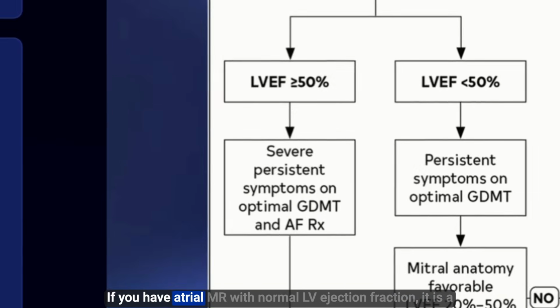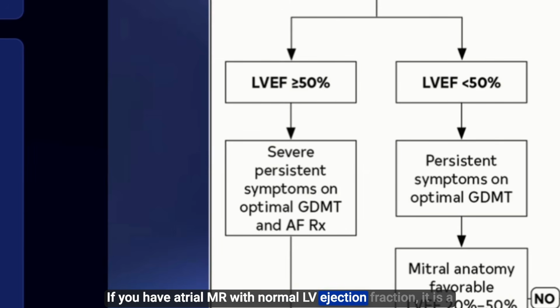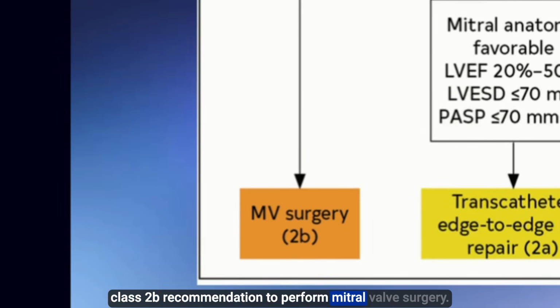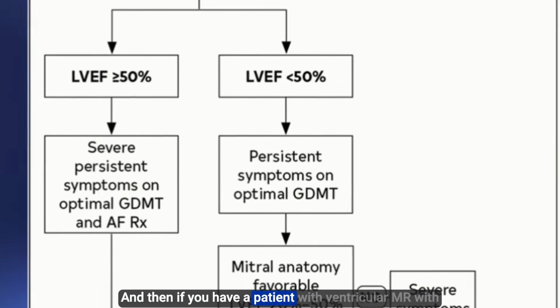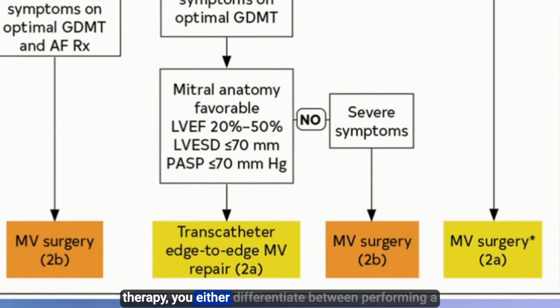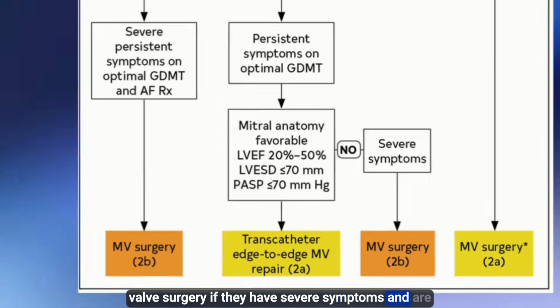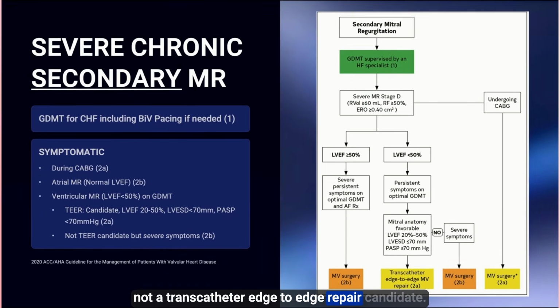If you have atrial MR with normal LV ejection fraction, it is a class 2B recommendation to perform mitral valve surgery. And then if you have a patient with ventricular MR with an EF less than 50% while on goal-directed medical therapy, you either differentiate between performing a transcatheter edge-to-edge repair if they are a candidate with a class 2A recommendation, or performing mitral valve surgery if they have severe symptoms and are not a transcatheter edge-to-edge repair candidate.